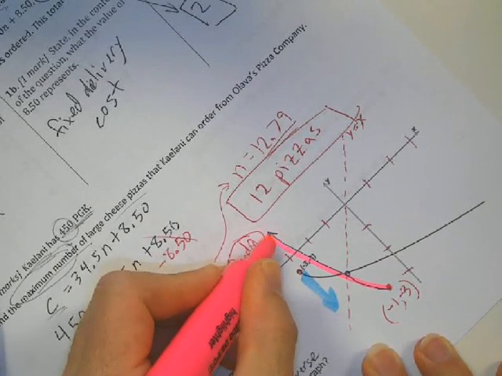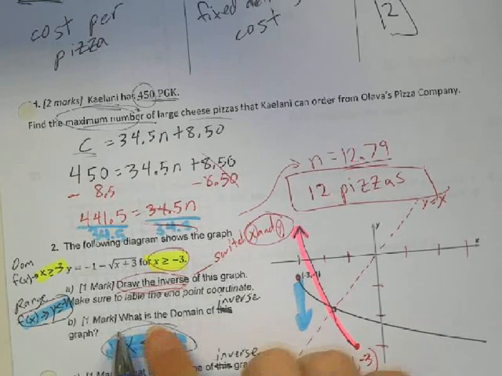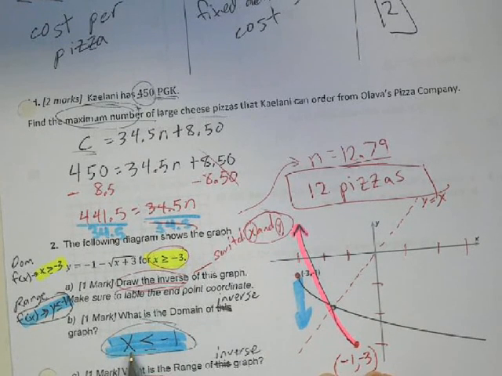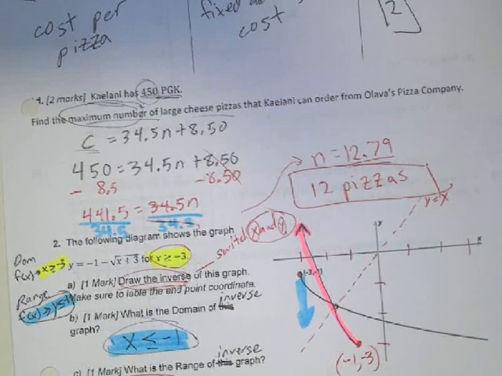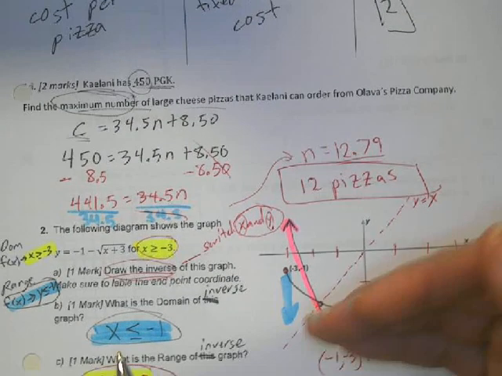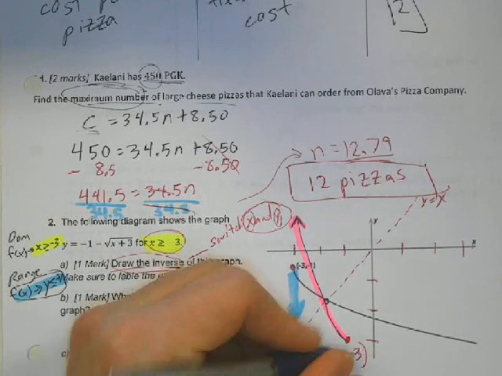Okay. Let's see. So the new domain is x is less than -1. That means it's going this way, right? The new range is y is greater than -3. Oops, greater than -3, right? Because it's going up.